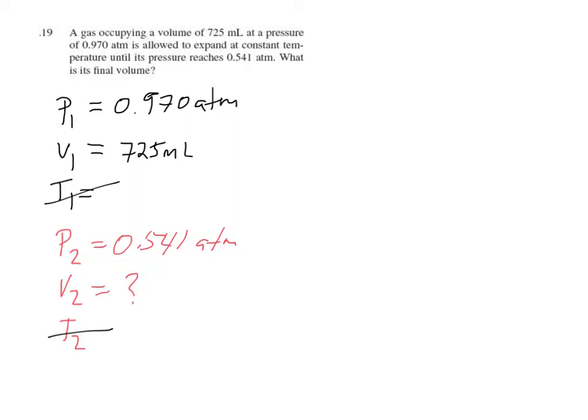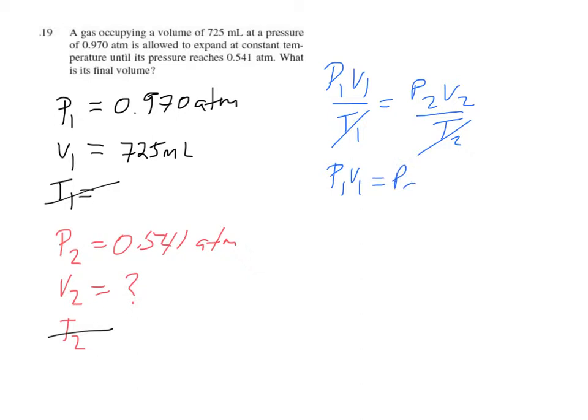So our combined gas law equation is P1 V1 over T1 equals P2 V2 over T2. Since the temperatures are gone, we actually get P1 V1 equals P2 V2. And we want to find V2, so I'm going to divide both sides by P2. And you get P1 V1 over P2 equals V2. Now it's just a plug and chug.